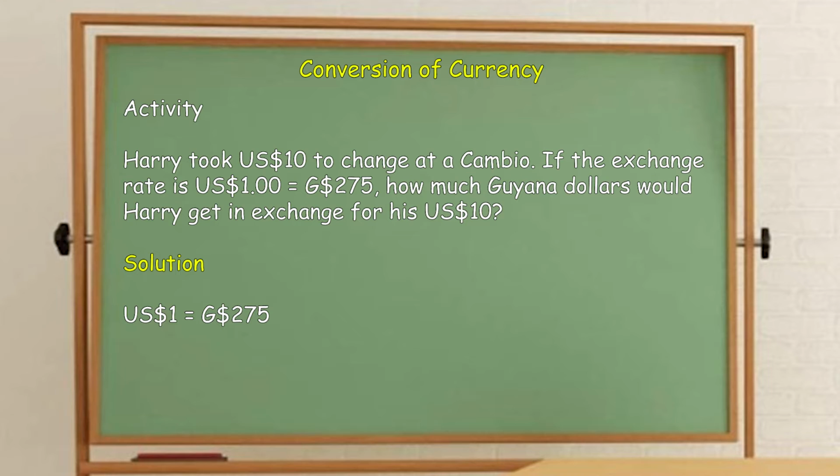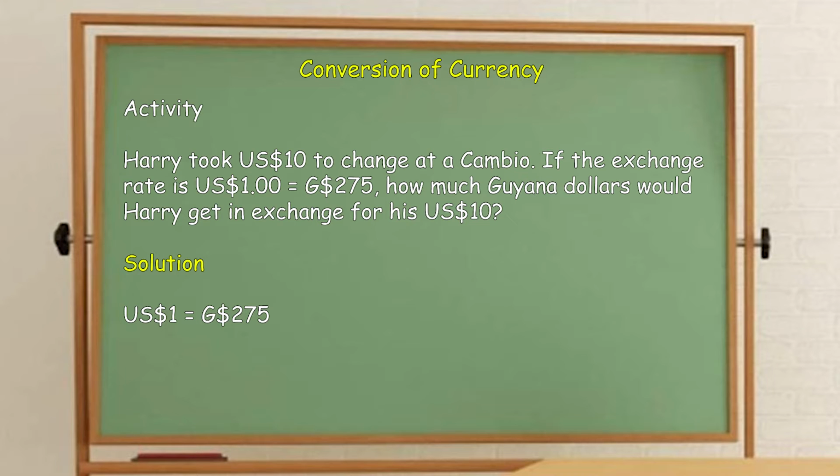Boys and girls, you should be finished by now. Let's work this together. What's the solution? What do we know? We know that the exchange rate is 1 US dollar equals 275 Guyana dollars. We know that Harry took 10 US dollars to change. So we want to find out how much Guyana dollars Harry would get in exchange for his 10 US.